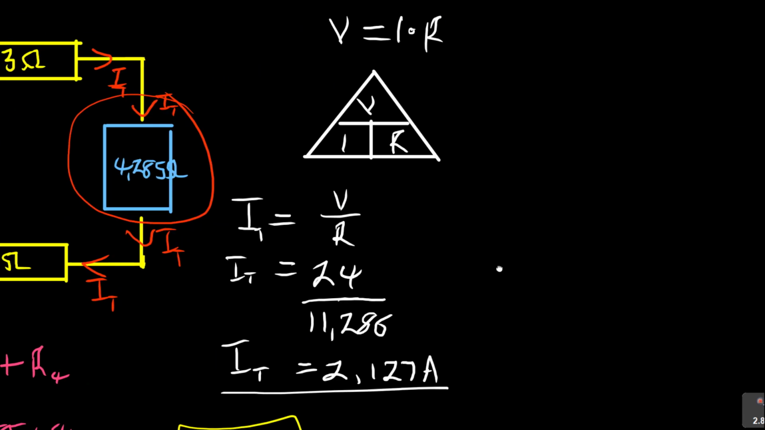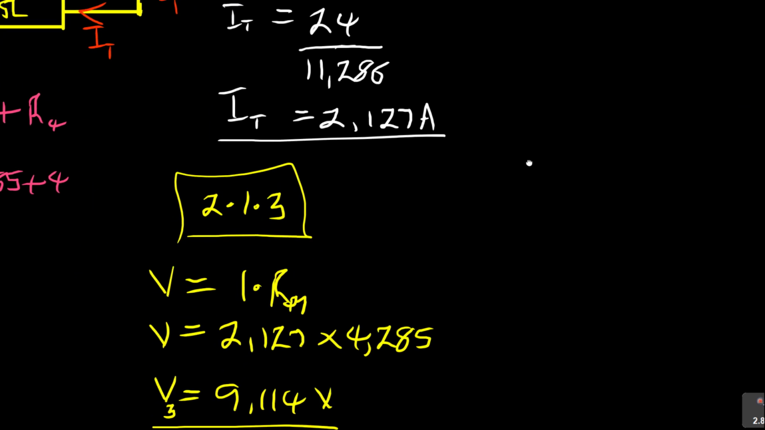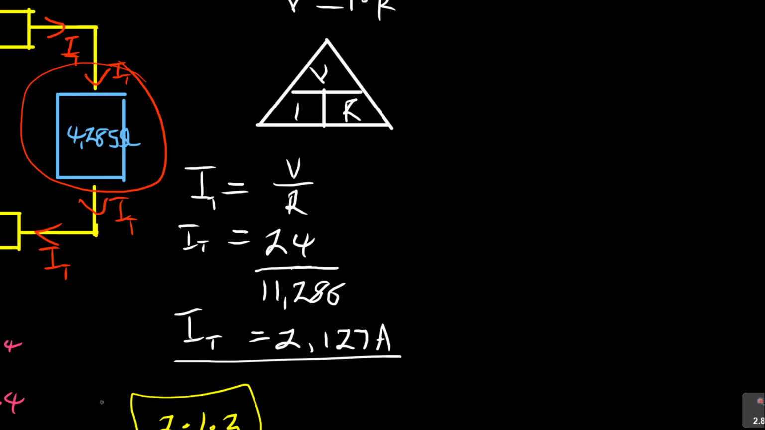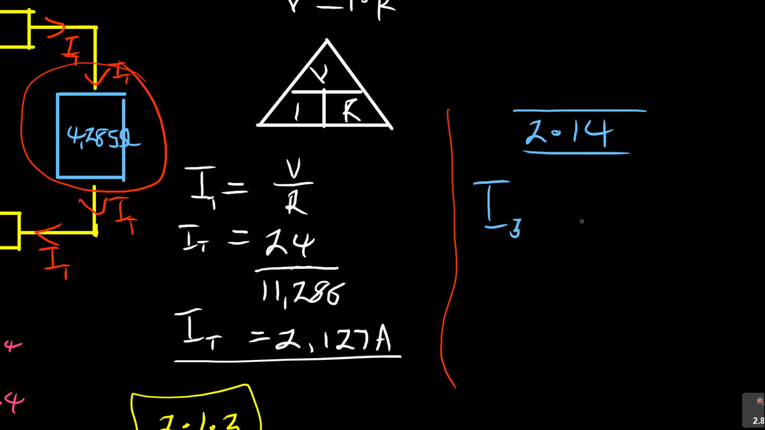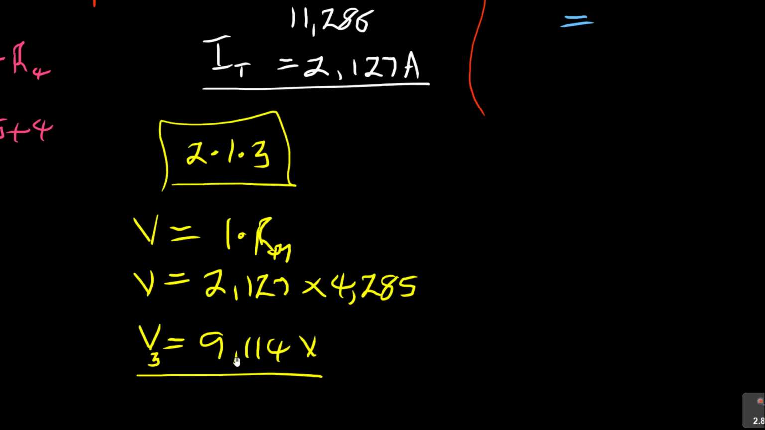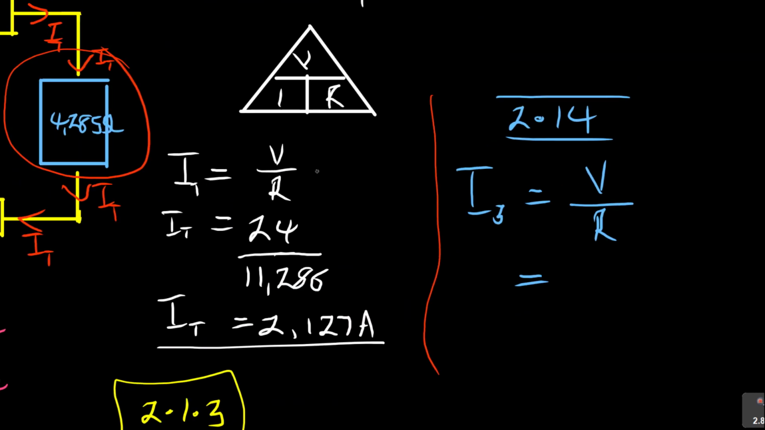I is V over R. What is that question? This was 2,13. I can come here and say like this, and make it 2,14. Use the formula I, but in current 3, I3 is V over R. The voltage, we just got it down here, that passed through that, 9,144.